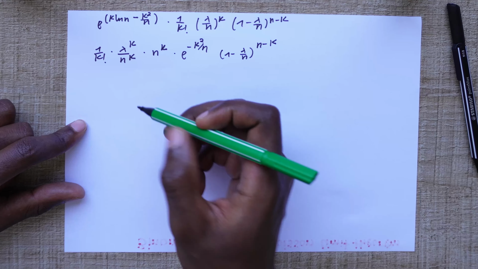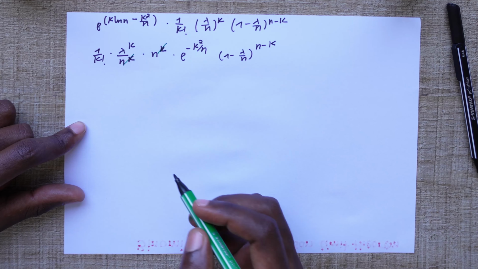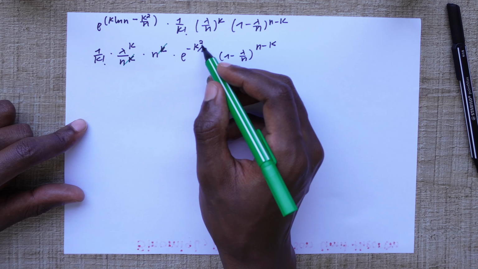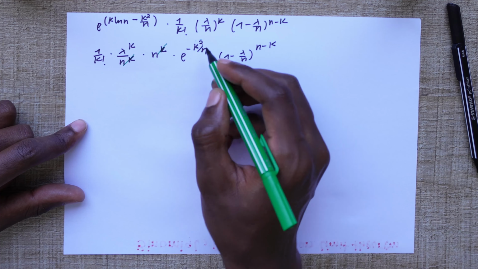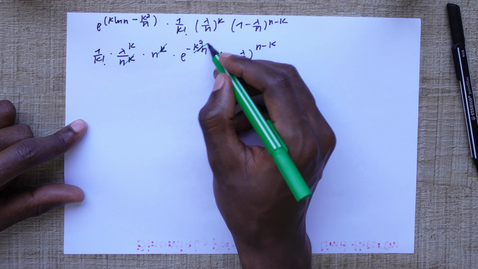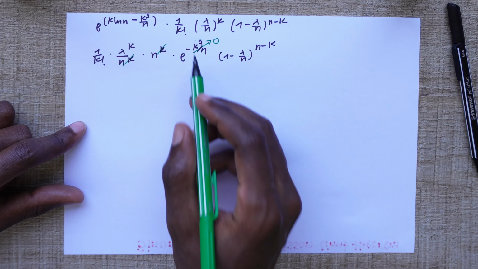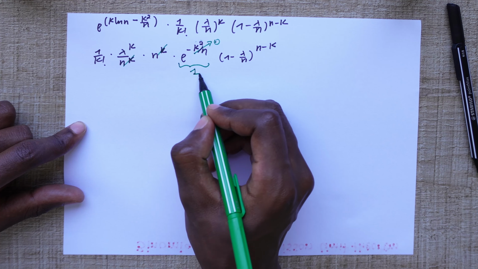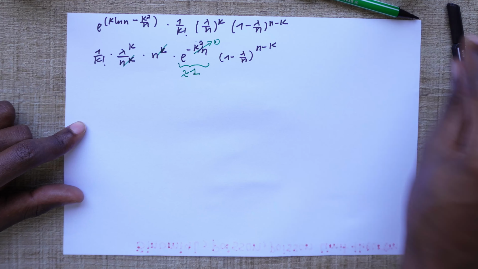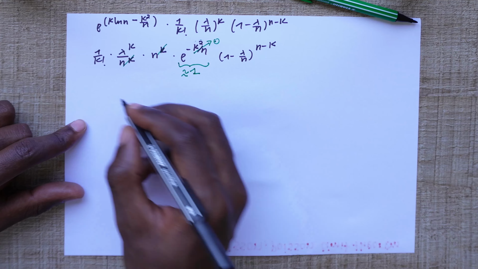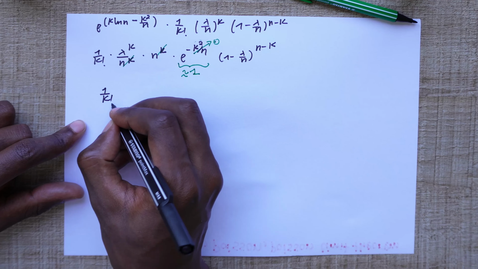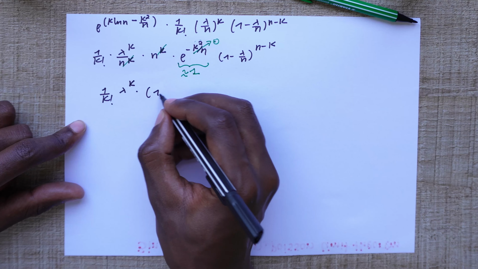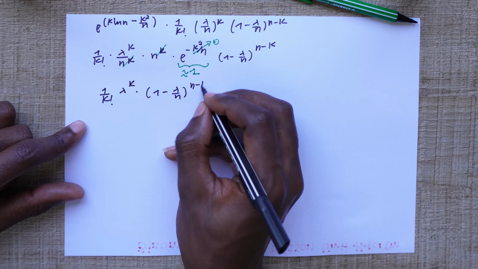Okay, so you can notice that this term is going to cancel here. Okay, and this term for very large n, it's going to turn to 0. Okay, this term turns to 0 for very large n, and e to the power 0 turns to 1. So this whole term is approximately 1 in the limit of large n. Then we are going to get 1 over k factorial, lambda to the power k, okay, times 1 minus lambda over n to the power n minus k.